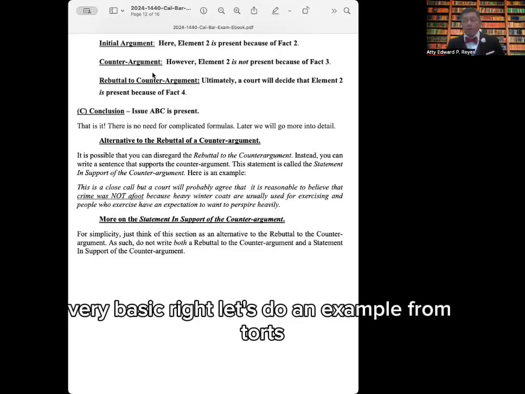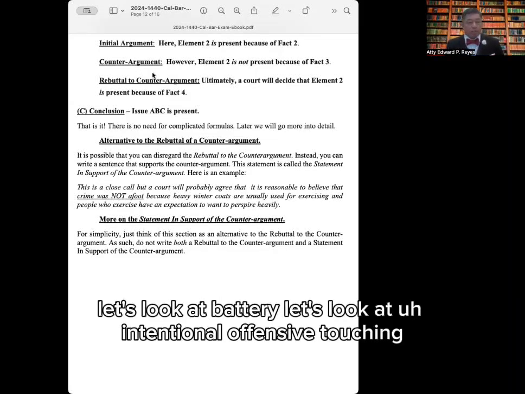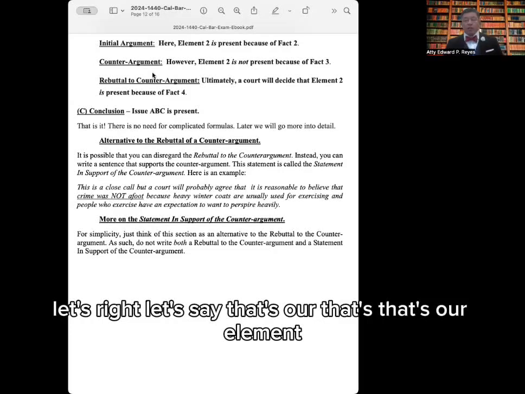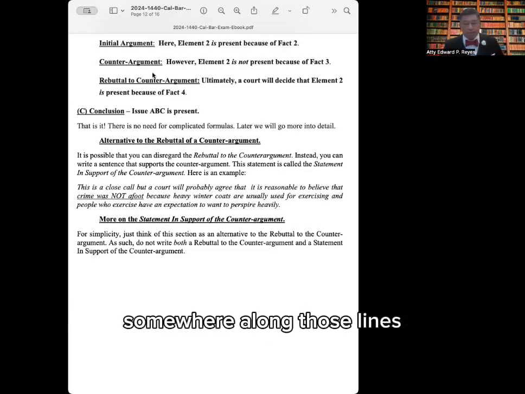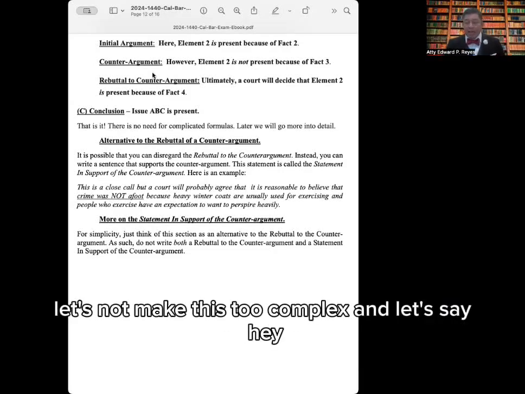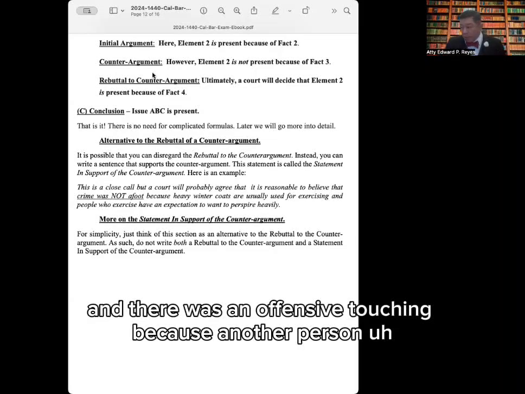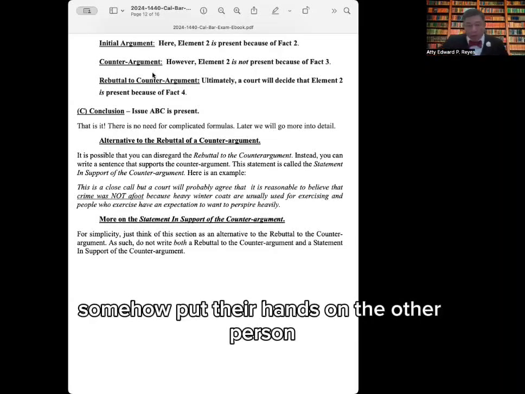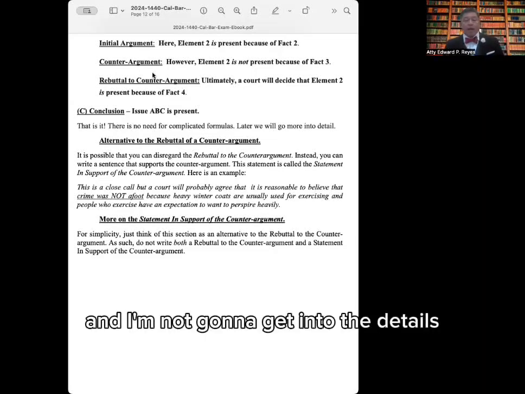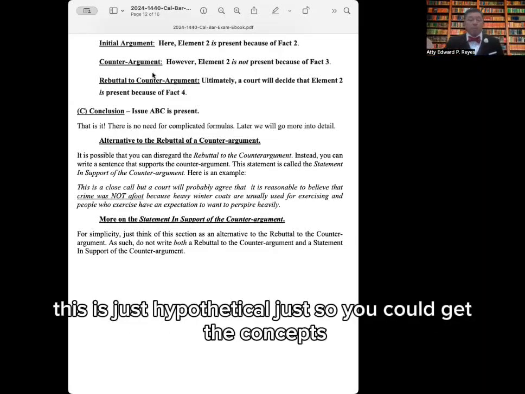Let's do an example from torts. Let's look at battery. Let's look at intentional offensive touching. Let's say that's our element. Somewhere along those lines. Let's not make this too complex. Let's say the plaintiff is going to say that they were on a train and there was an offensive touching because another person somehow put their hands on the other person. I'm not going to get into the details. This is just a hypothetical, just so you could get the concepts.